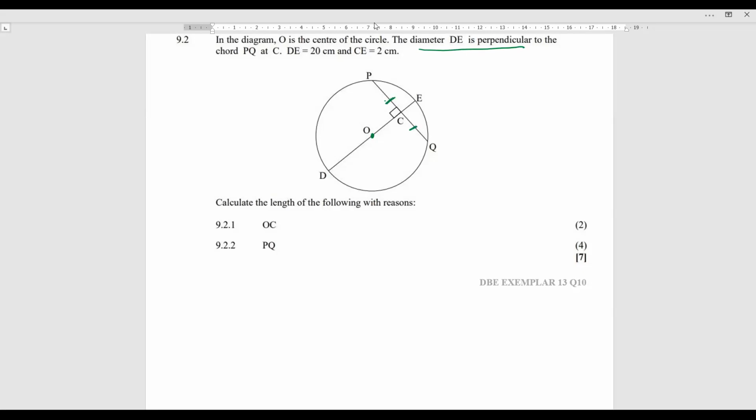And then it goes on to tell us that DE is 20. And if we go to DE, that's the diameter. Now, if O is a center, how long is DO? 10. Yes, 10. So we've got 10, and OE will also be 10. And they tell us that CE is equal to 2. So I'm going to take that down.